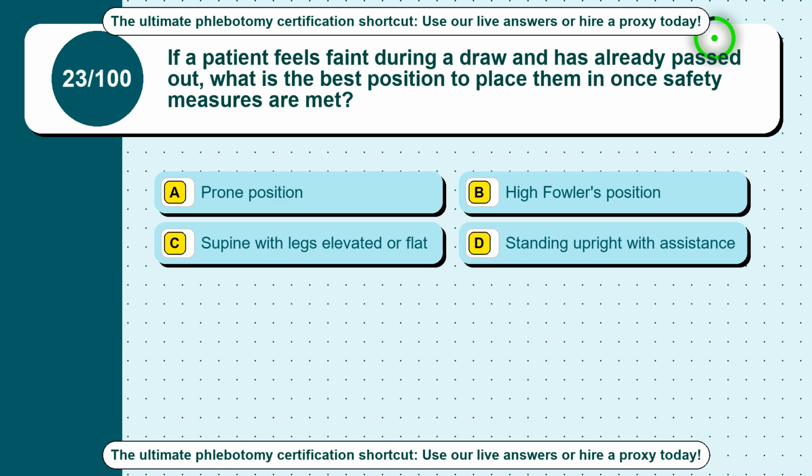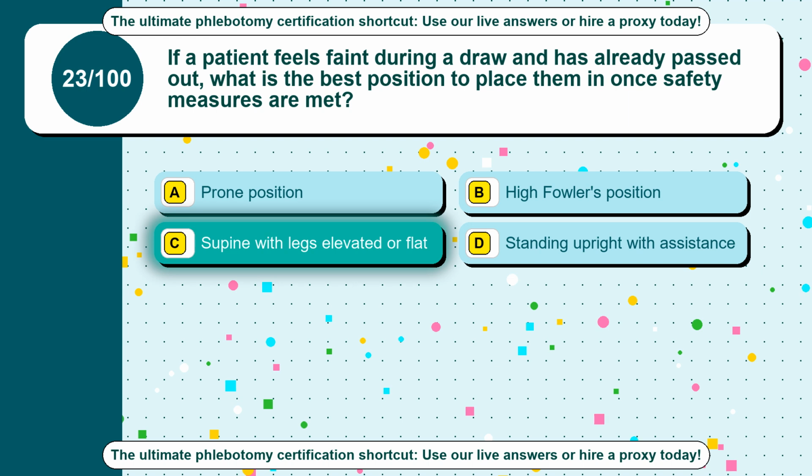Question 23. If a patient feels faint during a draw and has already passed out, what is the best position to place them in once safety measures are met? Option A, prone position. Option B, high Fowler's position. Option C, supine with legs elevated or flat. Option D, standing upright with assistance.